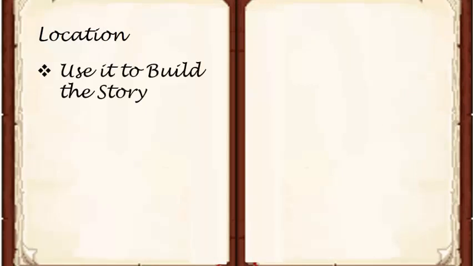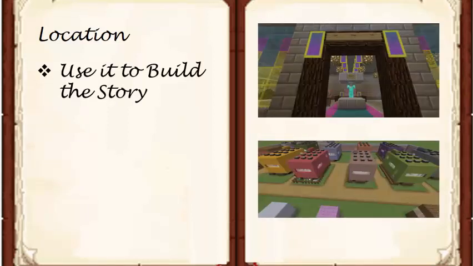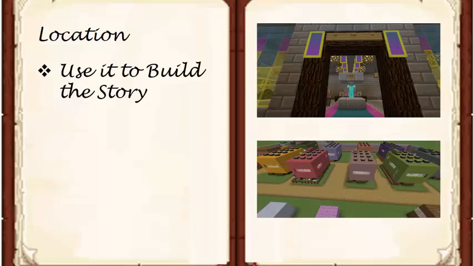Next, location. Use the location to build the story. For example, for Solve a Case 2 for me, I knew I wanted to build a castle. And so I started building the castle kind of before I had the story, which is not always the best thing to do. However, I wanted an idea. So when I was building this castle, I'm like, you know what can I do that involves the castle? I remembered a lot of castle stories involve ghosts. That's why I had the ghost in that map.